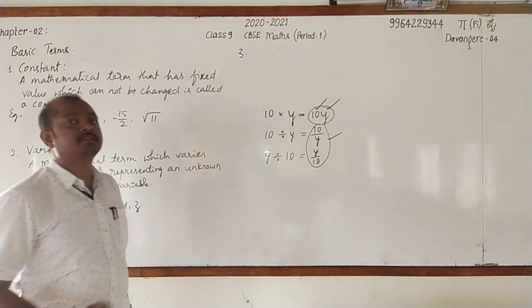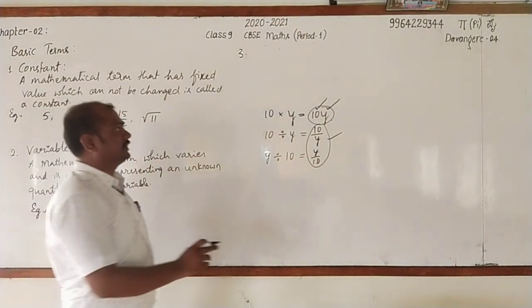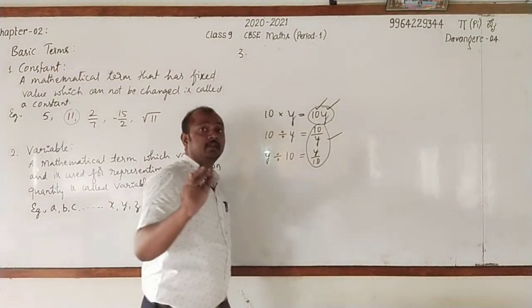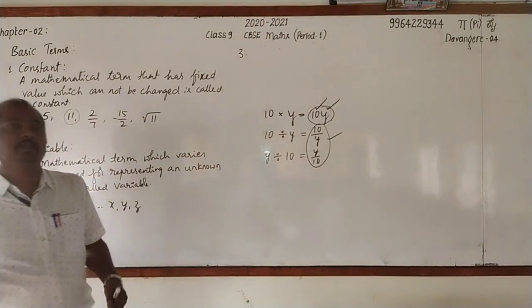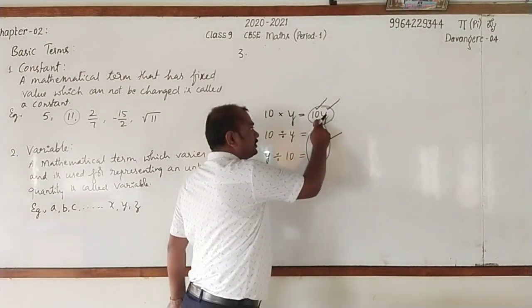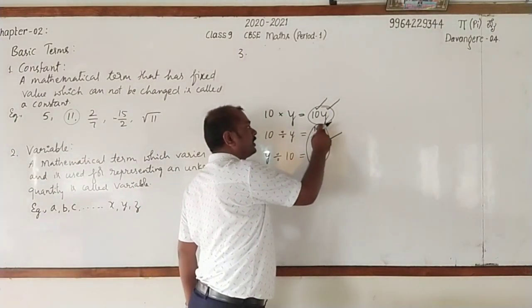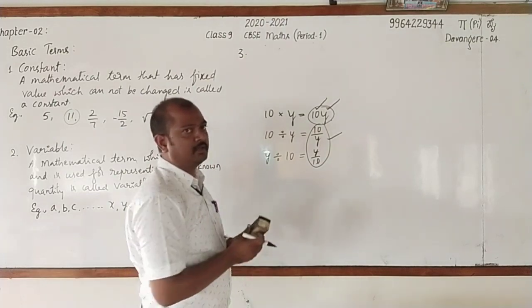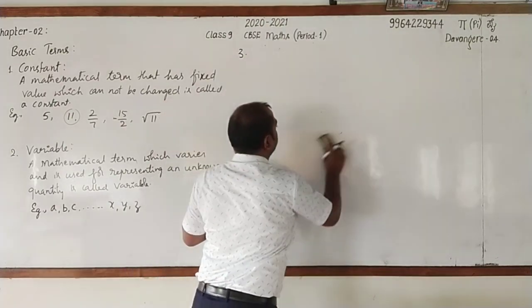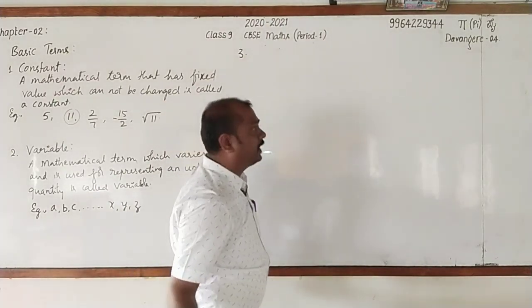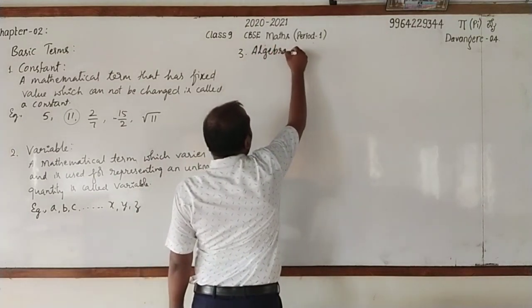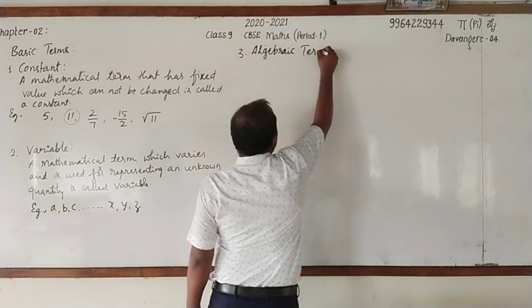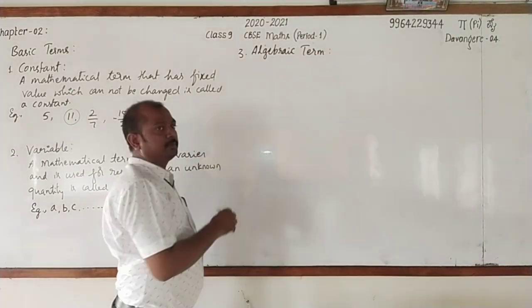Then what do you call such a mathematical term? Yes, it is called an algebraic term. What is an algebraic term? The product or quotient of a constant and variables is called an algebraic term. I am going to write this one. Algebraic term. Let me write the definition of algebraic term.